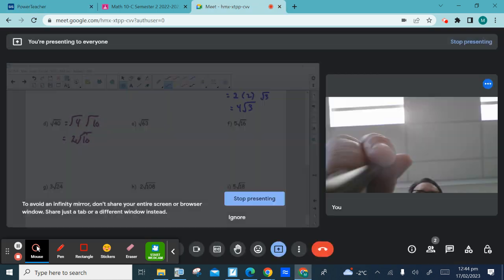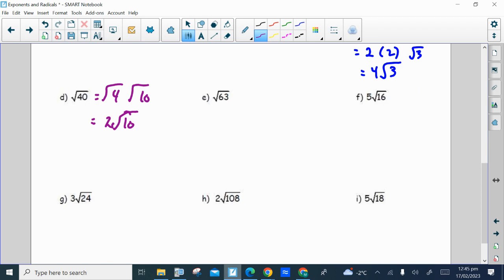Okay, who got root 63? Who thinks they got that one? Yes, Princess. Okay, and how did you figure out that 9 worked? Did you just look at 63 and know it's divisible by 9? Yeah. Okay. The other thing you can do is take your calculator.